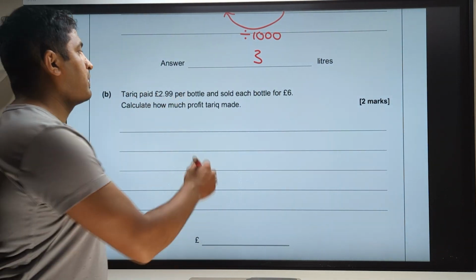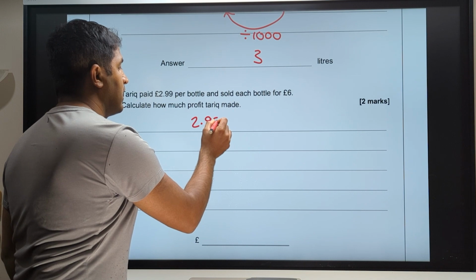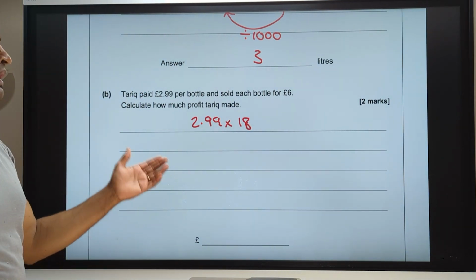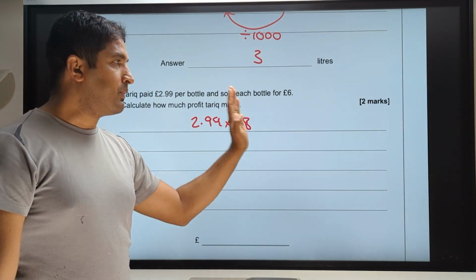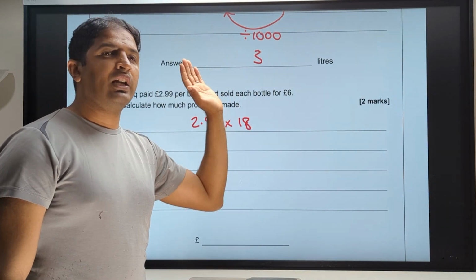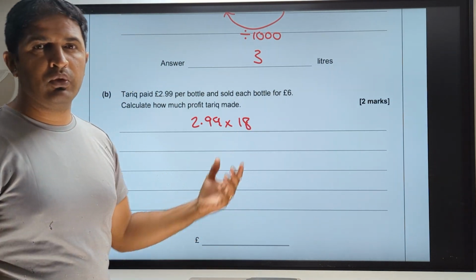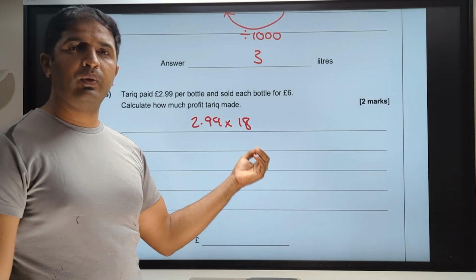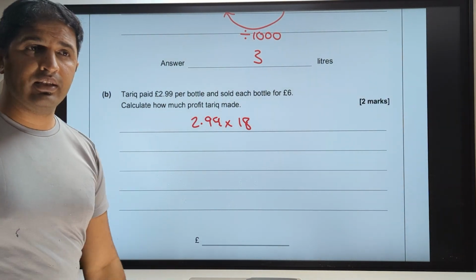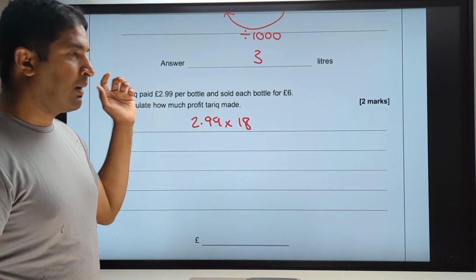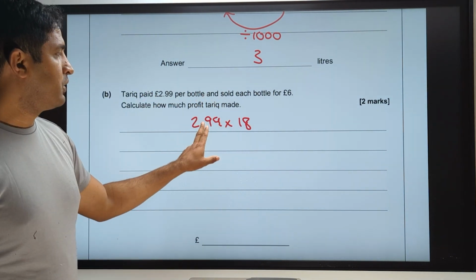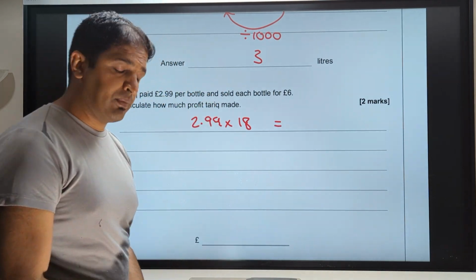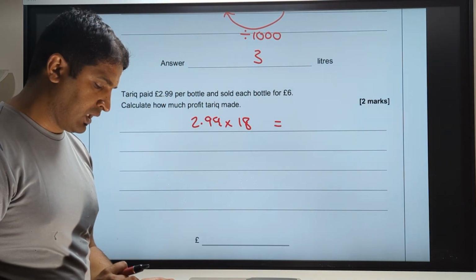So $2.99 per bottle, so you can do $2.99 times 18. Or you can do $2.99 times 12. I have to be really clear about it. Are we focusing on the 12 bottles you sold? Are you focusing on all 18 bottles? Because if you're drinking it yourself, keeping 6 bottles for yourself, you're not going to be making profit or loss on that. You just spent that on 6 bottles for yourself. So $2.99 times 18. It's a calculator paper, so these calculations shouldn't bother you, okay?